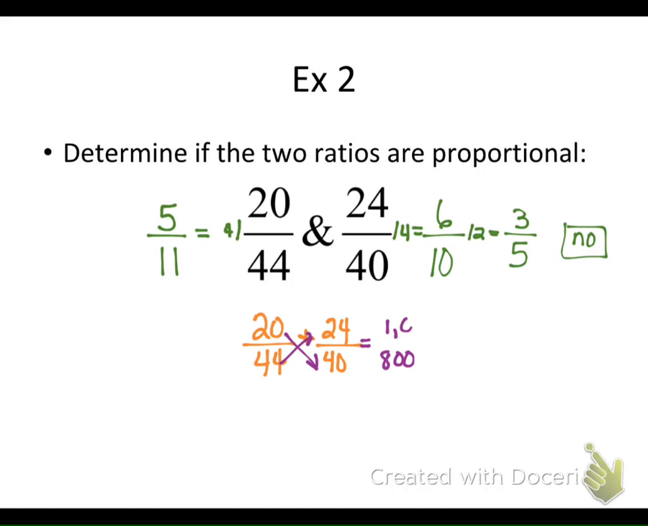1,056. So again, are those numbers the same? No. So it gives us the same answer, that they're not proportional. Those ratios are not equal to one another. So how would you rather determine if they're proportional? Cross multiply or reduce? Reduce.